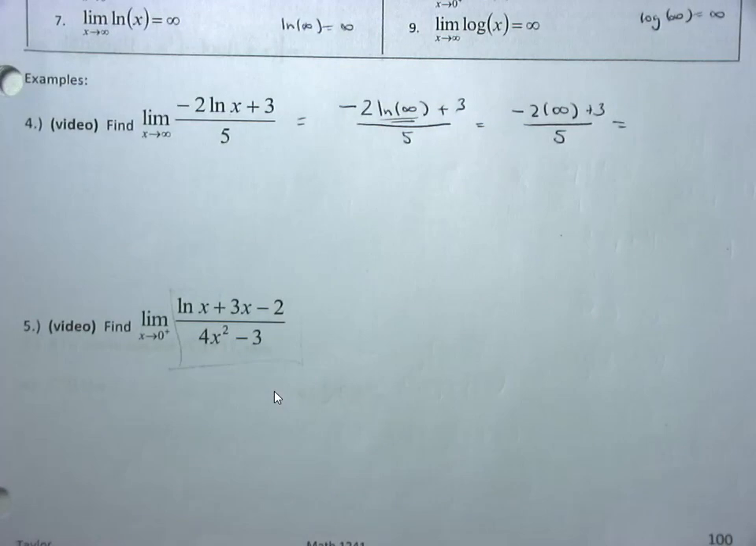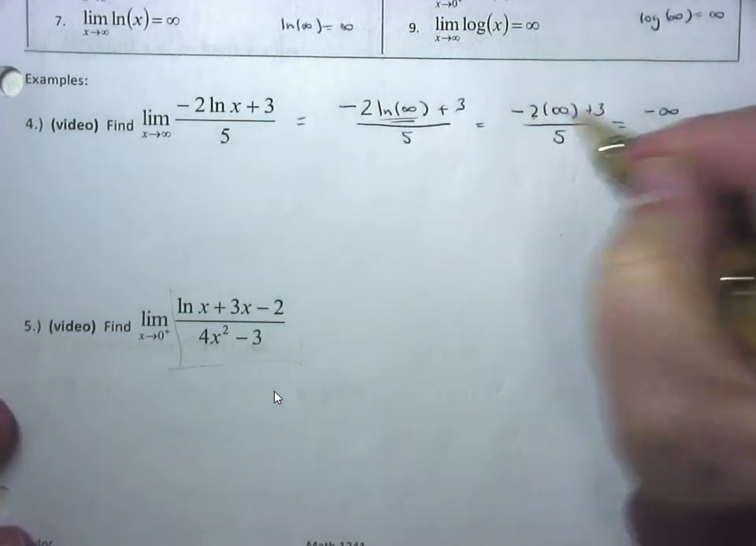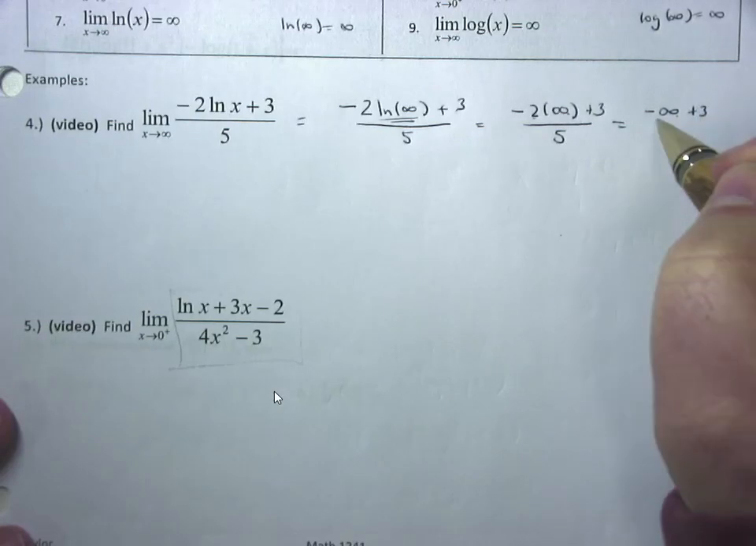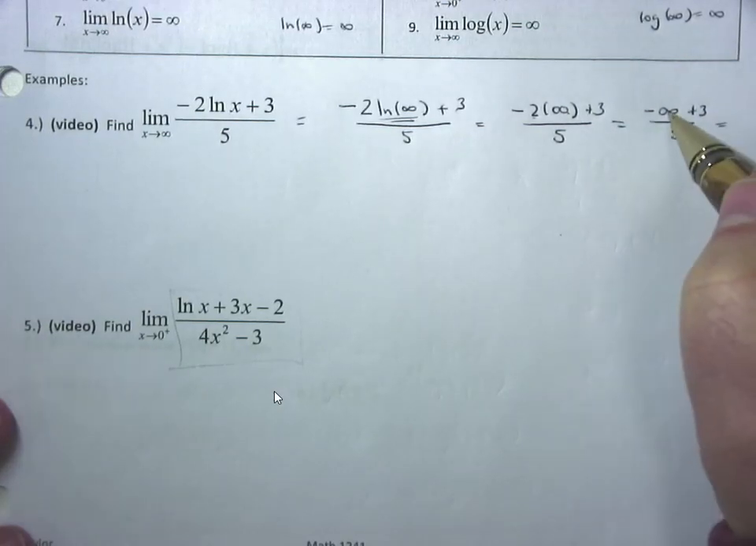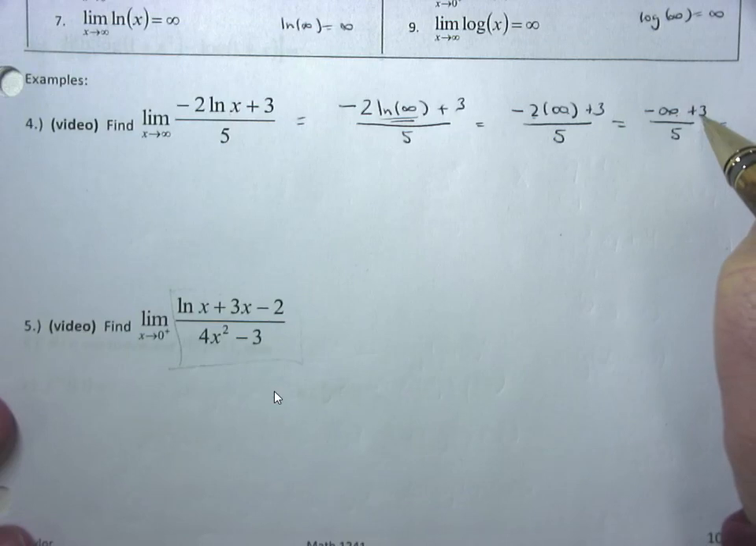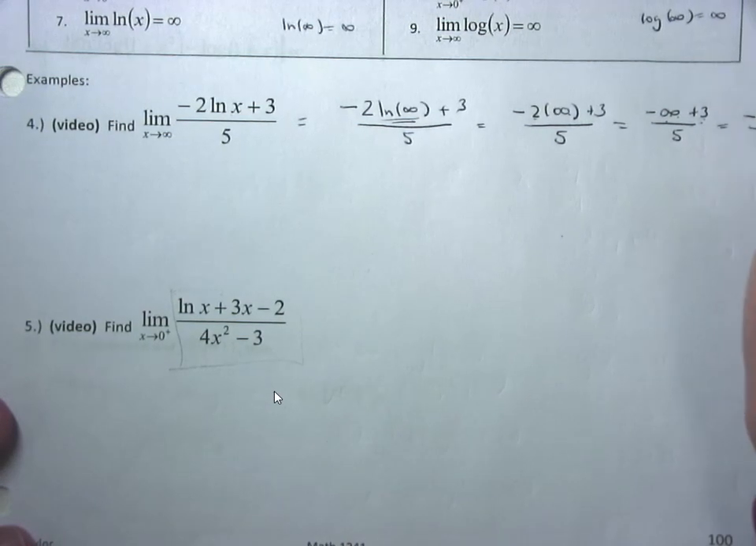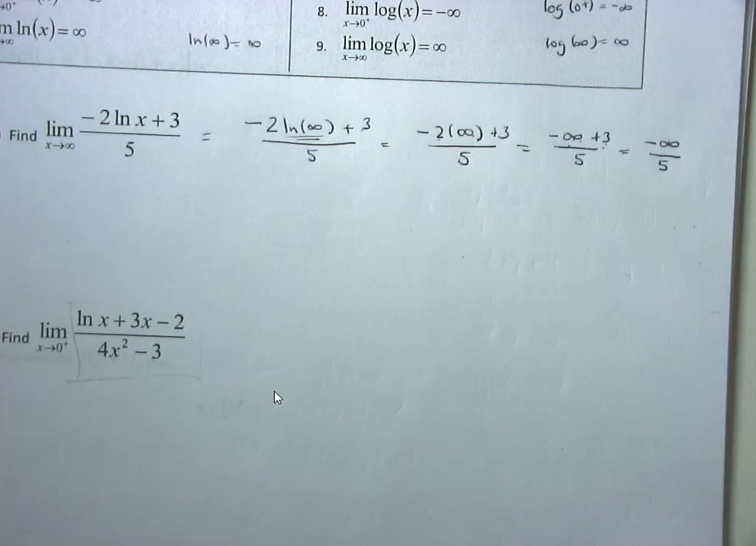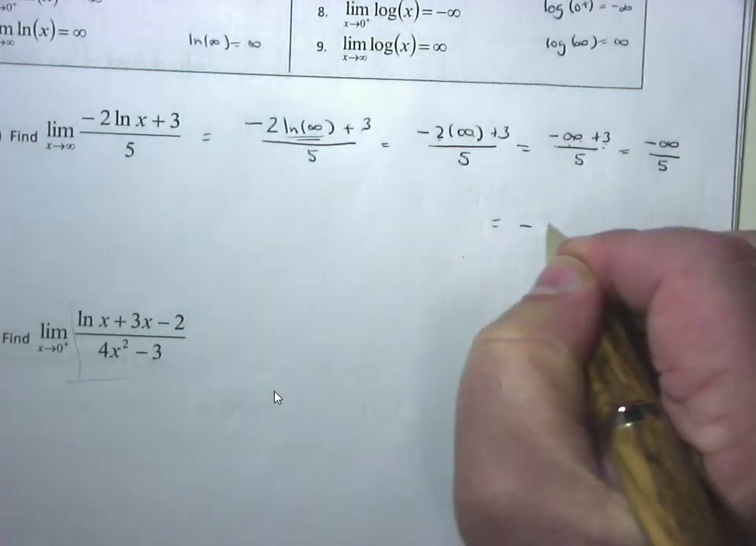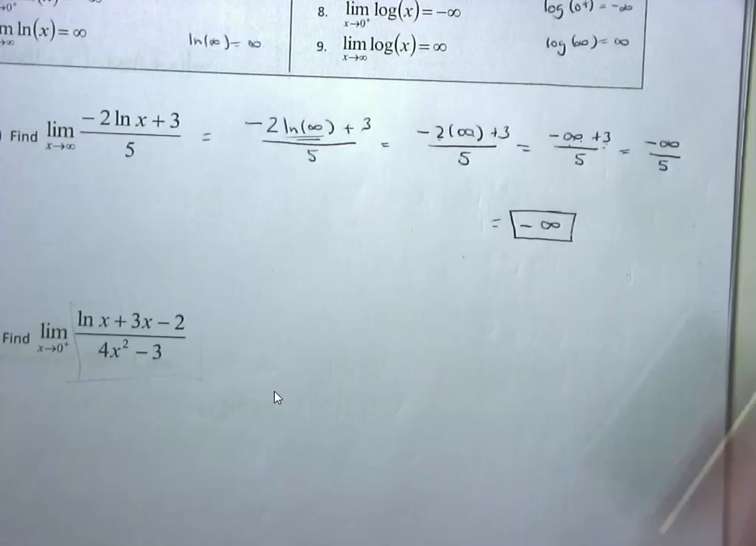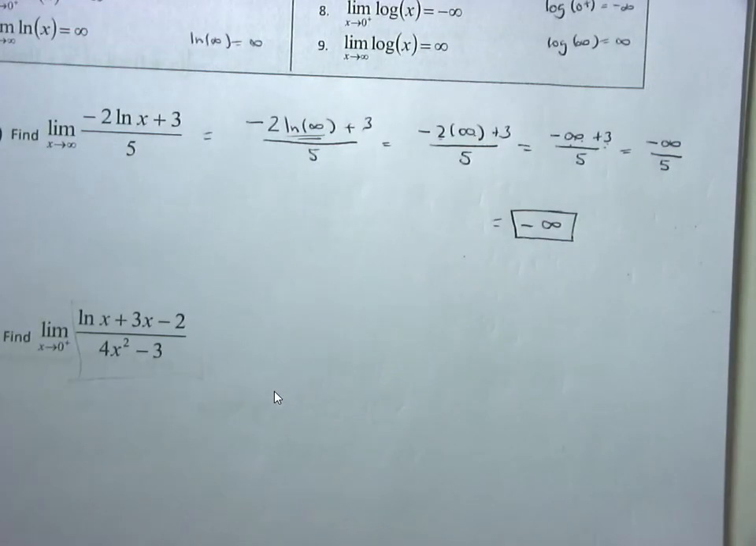Now you've got to watch your signs and follow your nose. What's negative 2 times a positive infinity? That would make it a negative infinity. Negative times a positive is a negative infinity, plus 3, over 5. Negative infinity plus 3, you've got negative a billion plus 3, pretty much still negative a billion. So that's still negative infinity divided by 5. And since 5 is positive, negative infinity divided by a positive 5 would be negative infinity. Infinity on top, you get infinity, you just have to follow the signs. Negative divided by a positive is negative.